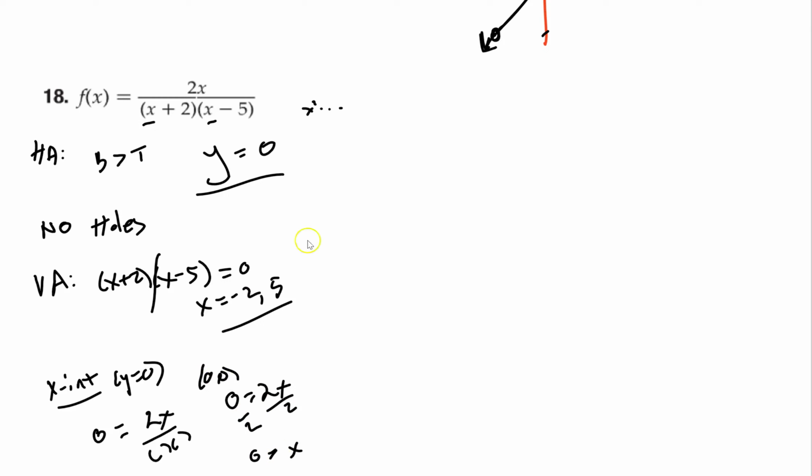That's also our y-intercept. So honestly, I'm not even going to solve the rest because it's going to be the same thing. So if I get to the y-intercept, x equals 0, you get y equals 0, because 2 times 0 is 0 over something, which is 0. So x and y intercepts at 0, 0.